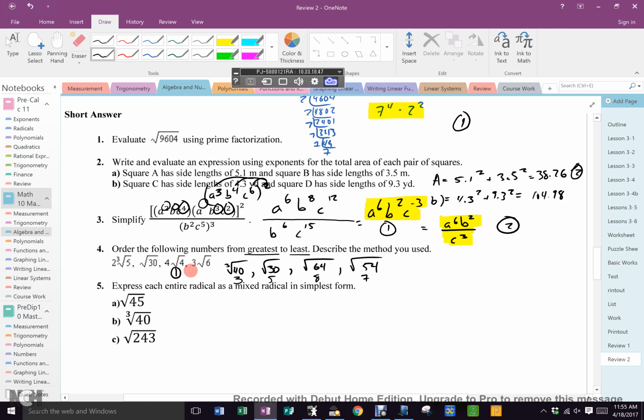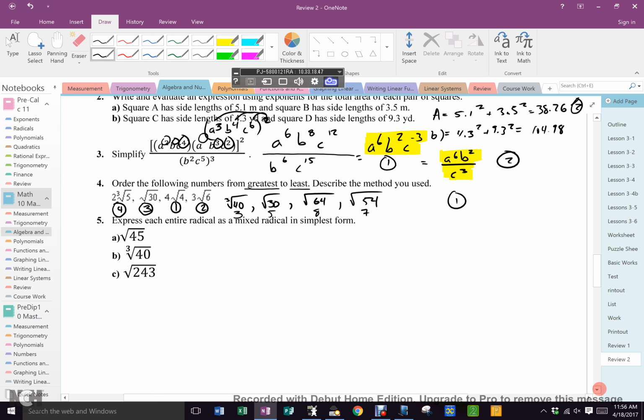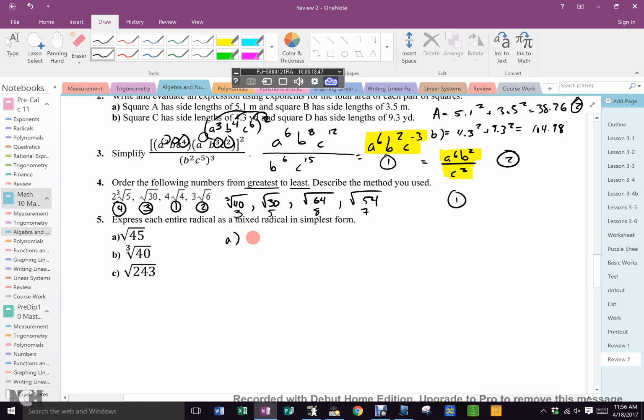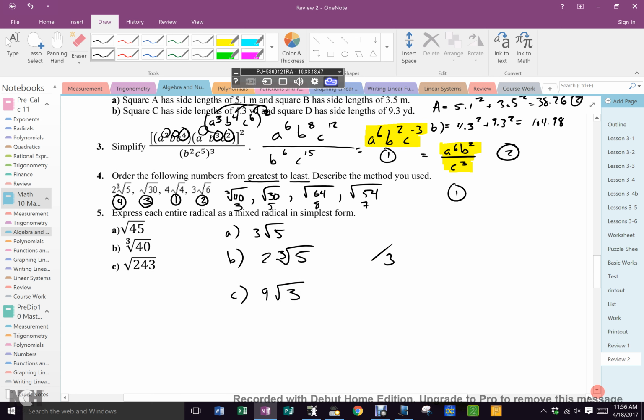1, 2, 3, 4 for 1 mark. A is 3 root 5. B is 2 cube root 5. And C is 9 root 3. 1 mark each for a total of 3 marks.